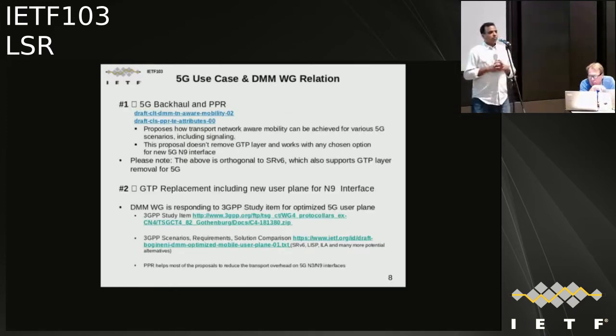And there were questions on what is the relation between the 5G DMM working group work and this work. So I presented the first draft, DMM transport aware mobility, in IETF 102 in the DMM working group. What it lays out is how, in 5G, mobility can be achieved with the awareness of the transport network. In 5G, a lot of small cells, new mobility scenarios are coming up, and with the new N9 interface.